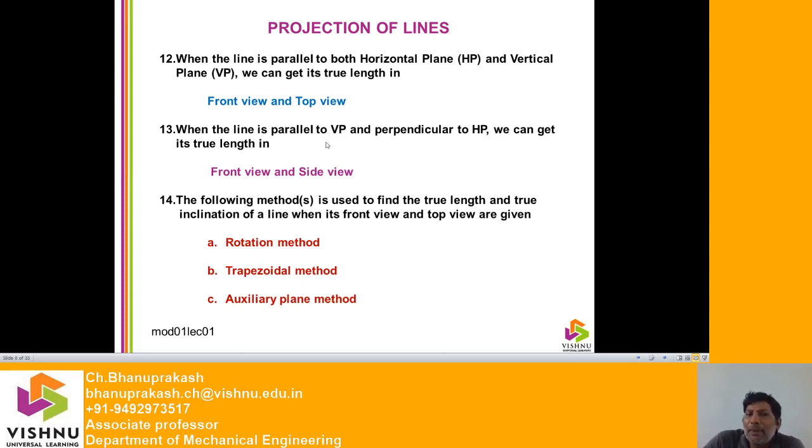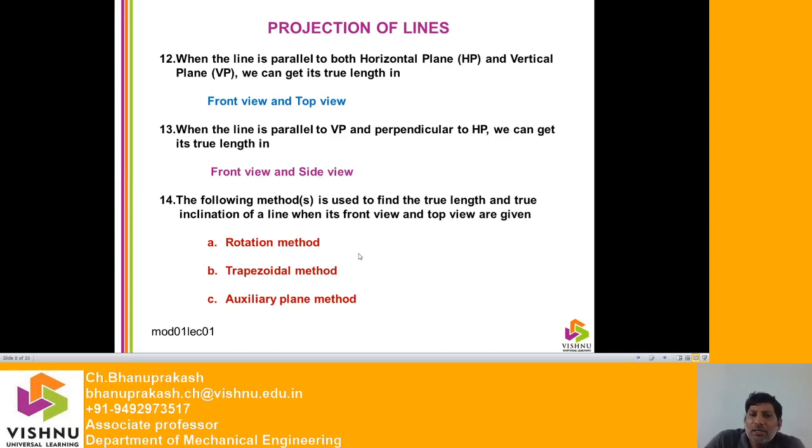When the line is parallel to VP and perpendicular to the HP, where can we get its true length? The true length we will get in the front view and in the side view. The side view is obtained on the profile plane. So in the front view and side view only you will get the true length.